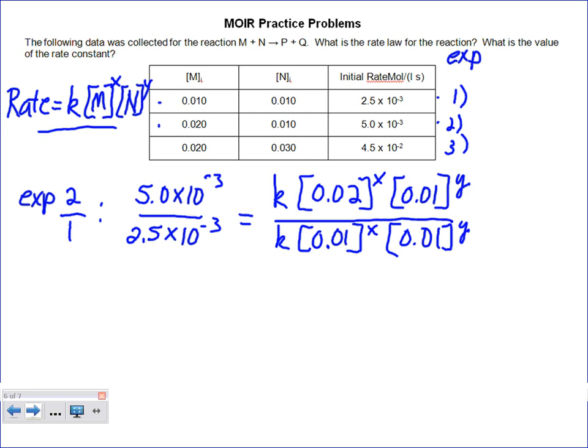The reason I set this up was so that I could get my y's out of the way. I intentionally wanted those to cancel so that I only have to deal with one variable at a time. And of course, my K's cancel as well. So when I plug this into the calculator, I end up getting 2 equals 2 raised to the x, so x equals 1. I have just done half the problem, so now I can go ahead and try to solve for my y as well.